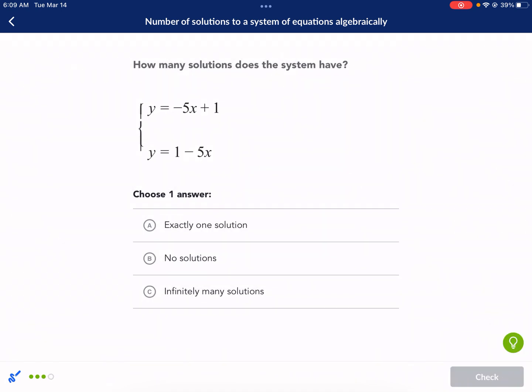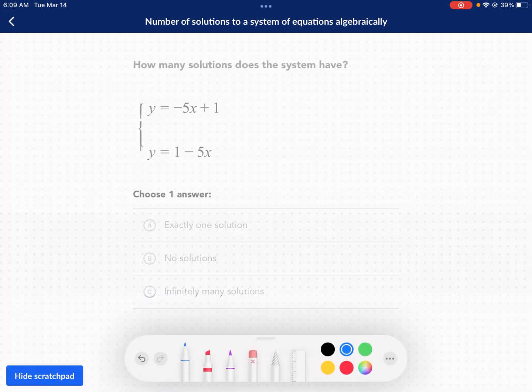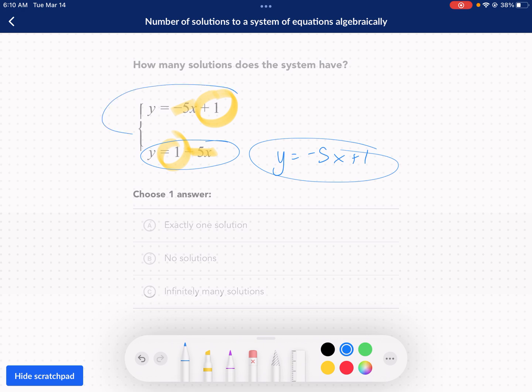Last one. Okay, so we have y equals negative 5x plus 1 and y equals 1 minus 5x. Okay, I'm going to do the quick version on this one. And the reason why is I have a negative 5x and a negative 5x, and I have a positive 1 and a positive 1. I could rearrange this bottom one to be y equals negative 5x plus 1. If it's the same equation, then it's going to be infinitely many solutions.